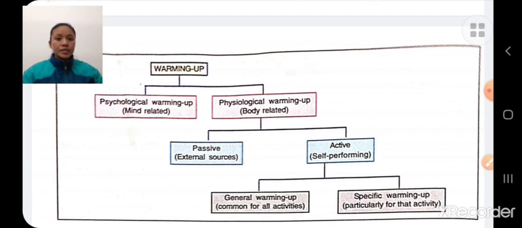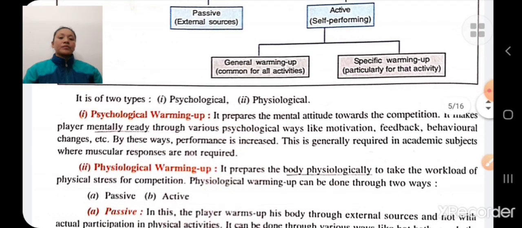Psychological warming up means making the players mentally ready for the competition. Physiological warming up means making the players physically ready for the competition. Physiological warming up has two types: passive and active. Passive warming up means increasing the body temperature by using some external source, and active warming up means warming up the body by participating in physical activity. Let's discuss in depth.